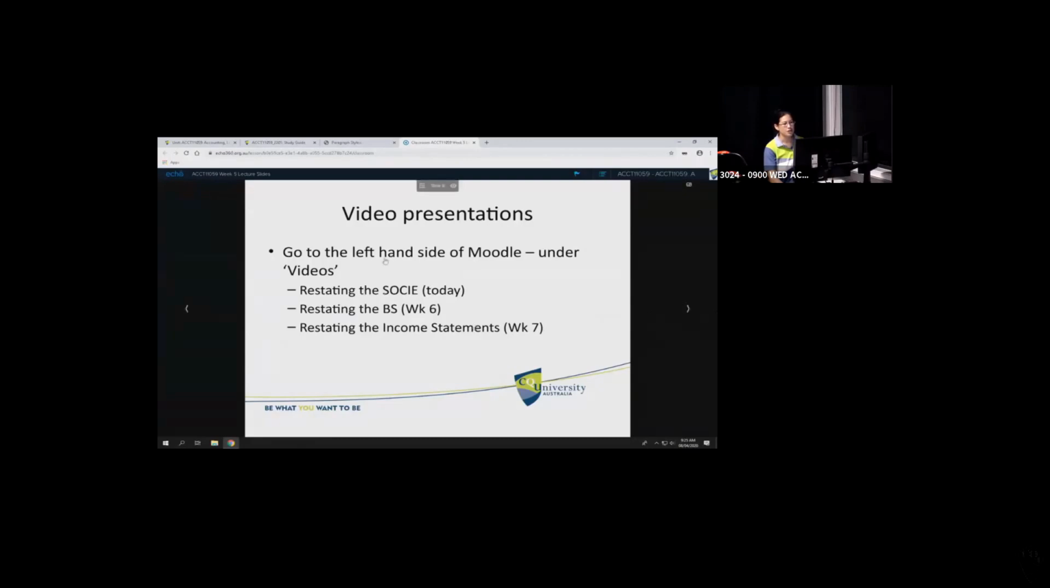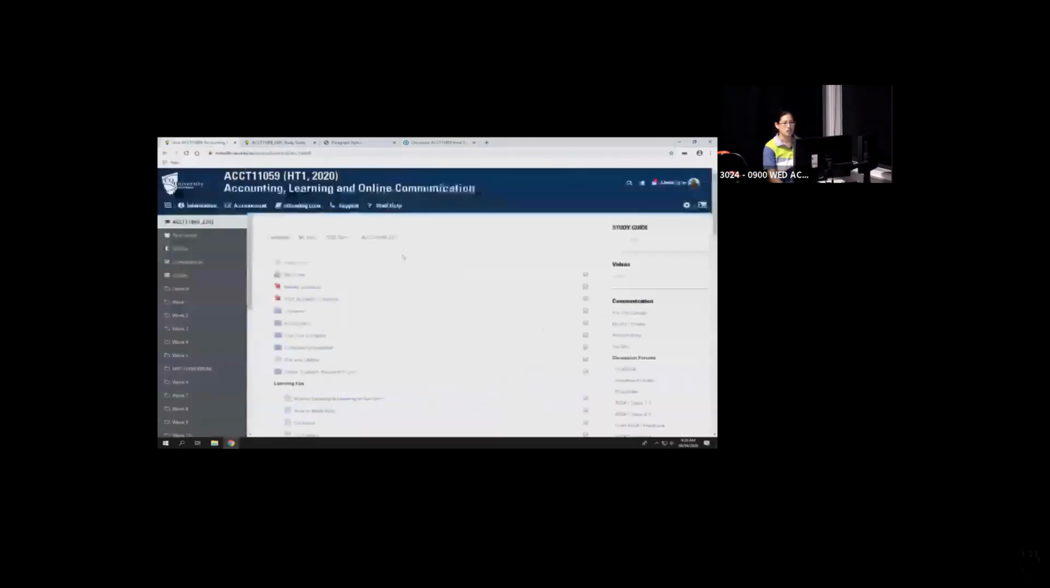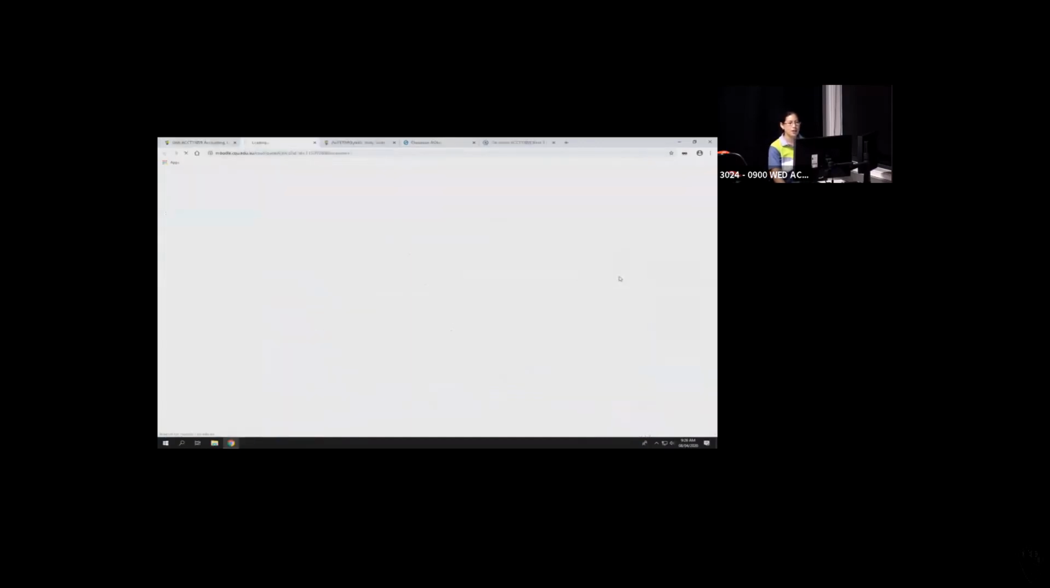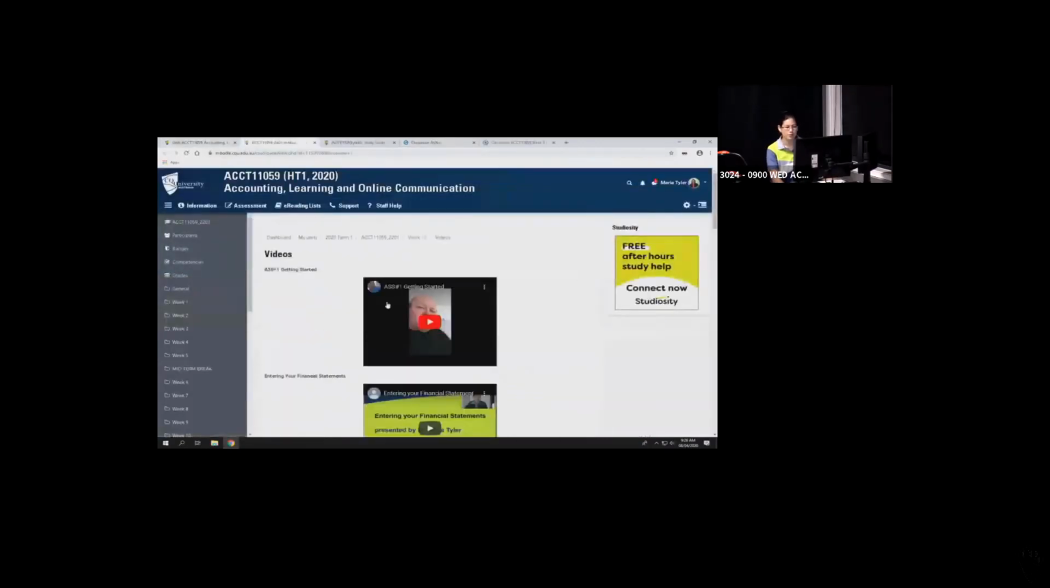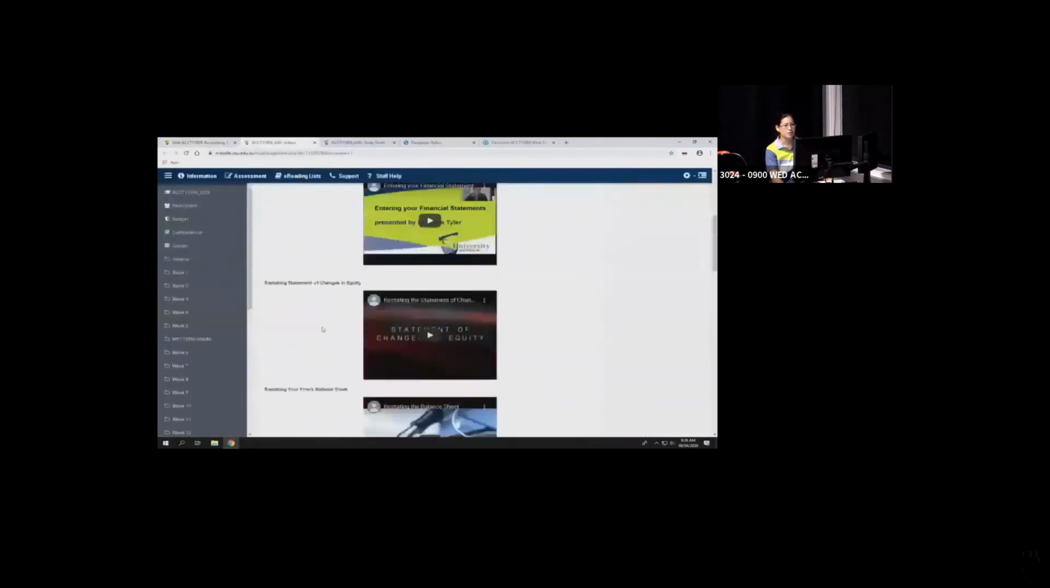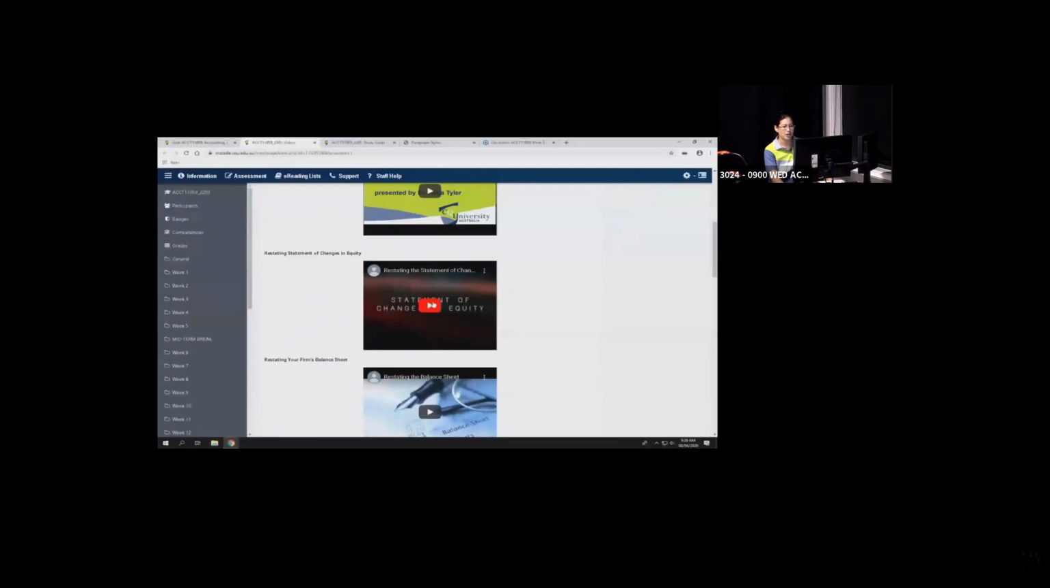So I'm just going to, it's moved to the right-hand side of Moodle now. So I'm just going to go back and show you. So here's your Moodle unit. Just underneath the study guide, top right-hand side are videos. So if you click on this videos link, this is all of the pre-recorded videos that Martin and myself have done for the unit. So we're up to this one here, restating the statement of changes in equity.